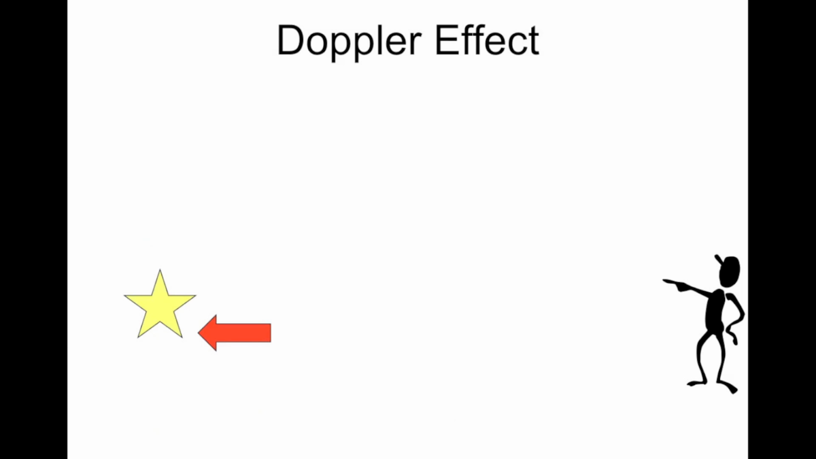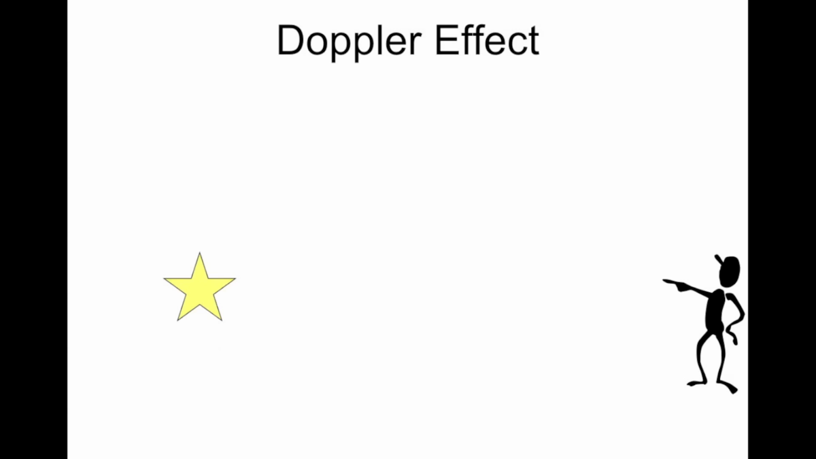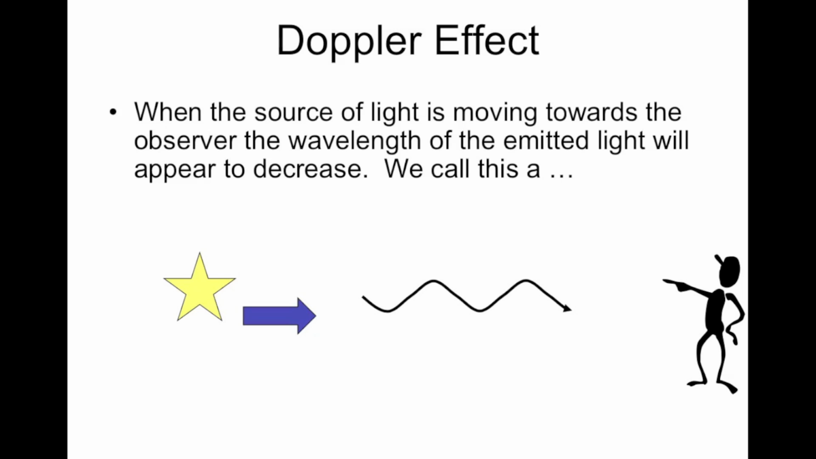So just to summarize, moving away, longer wavelengths, and this is called a redshift because red light has longer wavelengths than blue light, and so for Doppler shift of light, we just call it a redshift. Conversely, if we're talking about a star or an object that's giving off light moving towards the observer, the waves that are detected by the observer will have shorter wavelengths. Shorter wavelengths correspond to bluer light, and so we call this a blue shift.